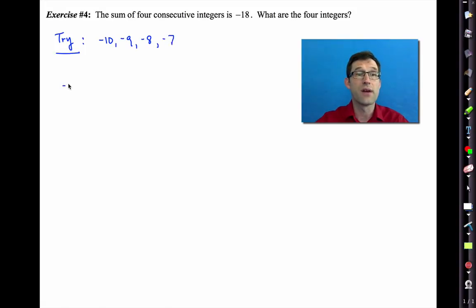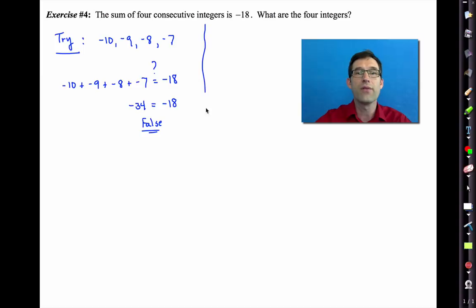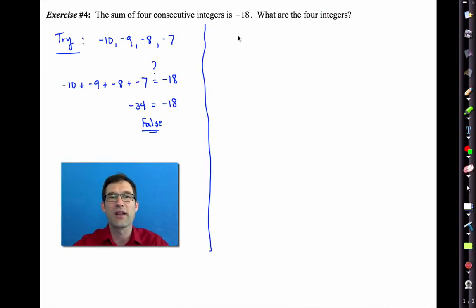This is pretty easy though. I'm just summing them. So, the question is, does that equal negative 18? Right? Well, negative 10 plus negative 9 is negative 19, plus negative 8 is negative 27, plus negative 7 is negative 34, and that is false. So yet again, I guessed incorrectly because I know the final answer and I didn't want to guess correctly.